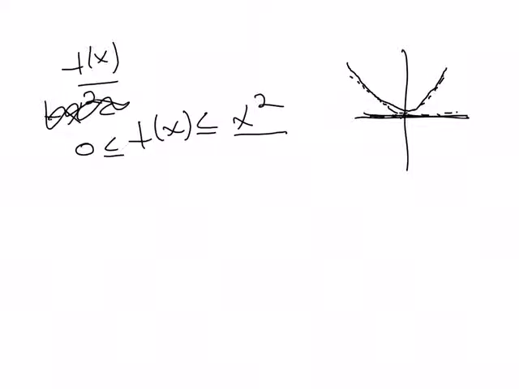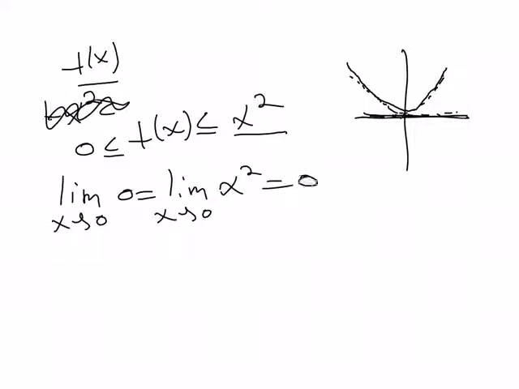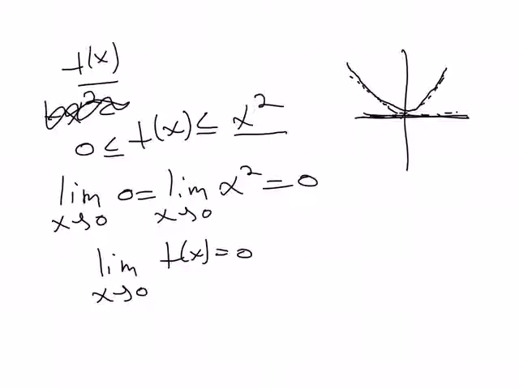And because of this, we know the limit as x goes to 0 of 0 is equal to the limit as x goes to 0 of x squared, which is equal to 0. And so by the squeeze theorem, we know that the limit as x goes to 0 of f of x is also 0. That completes that proof. The next problem we're going to do is problem 58.